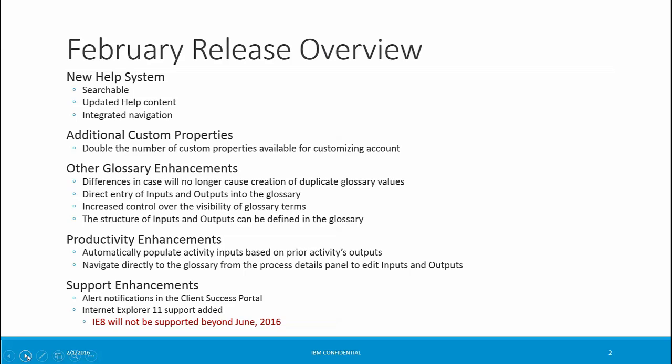You'll be able to automatically populate an activity's inputs from the prior activity's outputs, and you'll be able to navigate directly to the glossary term if you need to edit it while working in the Process Details panel. There are also a couple of support-related enhancements this month. You'll find information about upcoming maintenance in the Client Success Portal, and Blueworks Live is now supported on IE 11.